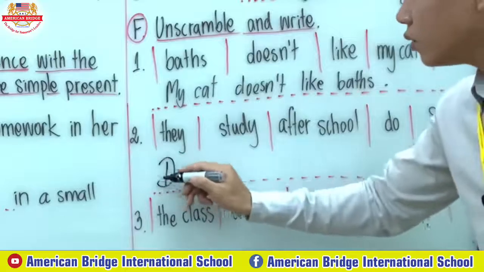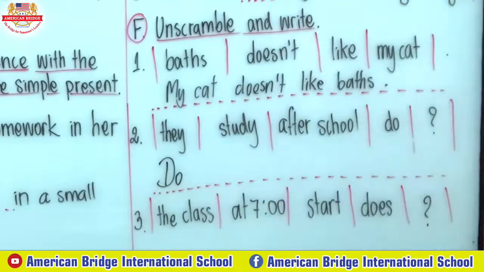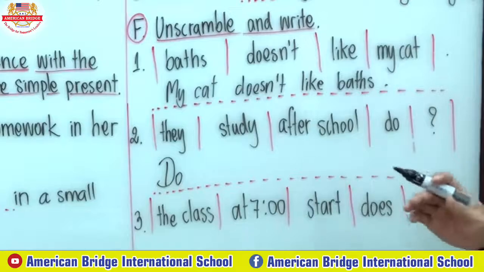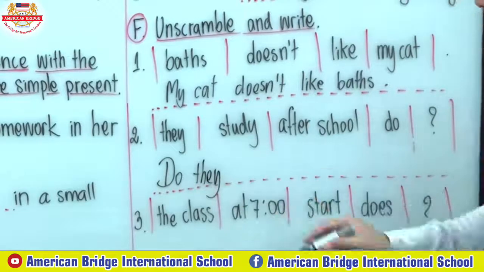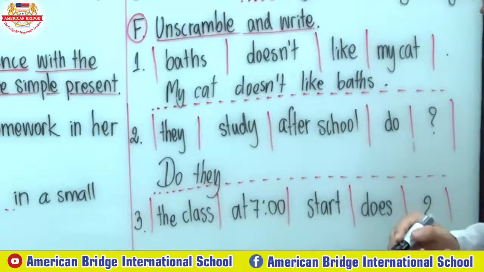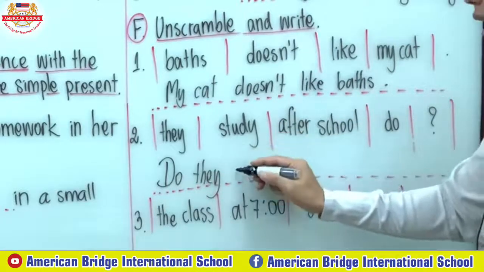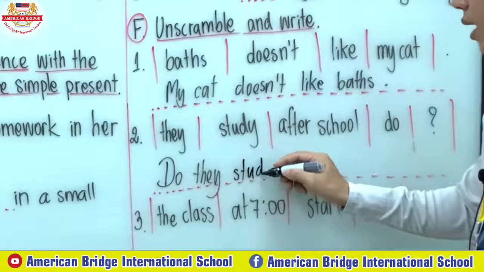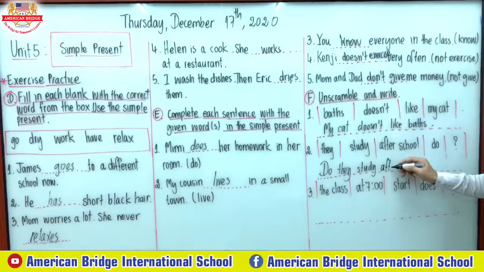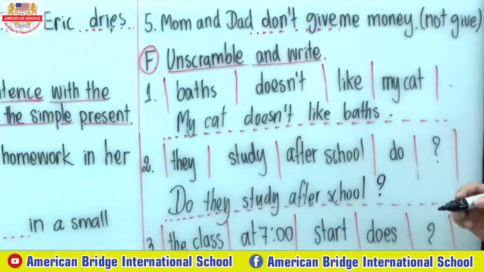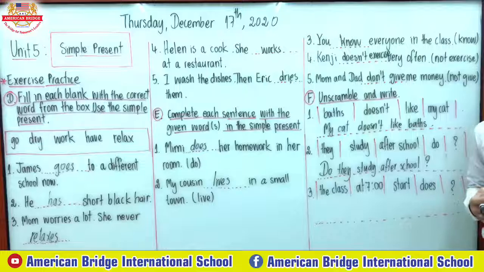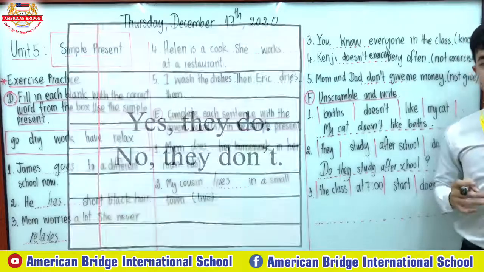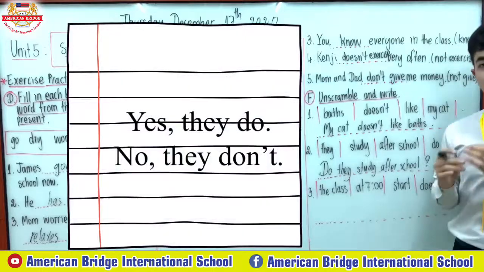Do what, everyone? So where is the subject? They is the subject in our sentence. Do they, and after that you need to find the verb, study. Do they study after school? Question mark. Okay, do they study after school? How can you answer this question? So you can answer it with a short answer like yes they do or no they don't.